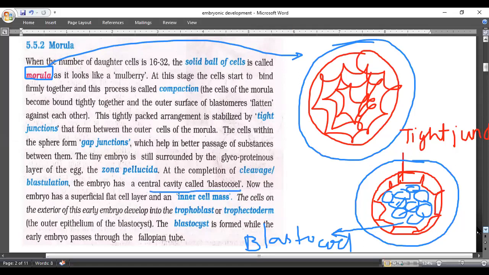Now the embryo has a superficial flat cell layer, this red color, and an inner cell mass, the blue one, this inner side. The cells on the exterior of this early embryo develop into trophoblast. This is trophoblast and this is inner cell mass. Let me label this first for you, the trophoblast and inner cell mass.